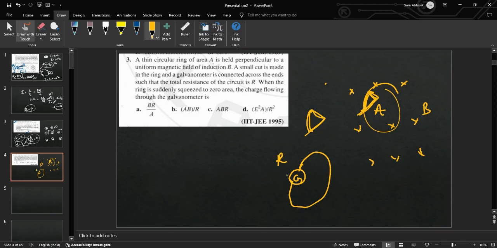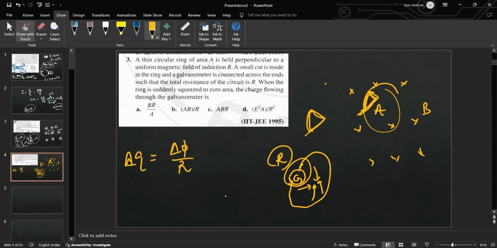When the ring is suddenly squeezed to zero area, the area of the ring is changing. So the galvanometer and all this matter nothing. So the charge flowing in the galvanometer, we know the formula of charge is equal to change in flux by resistance, isn't it?